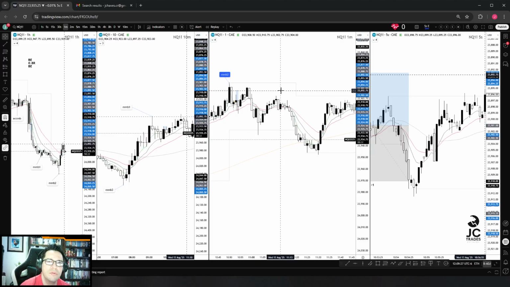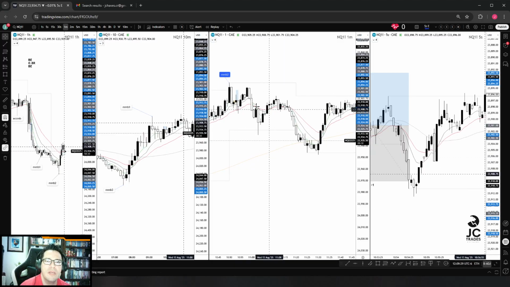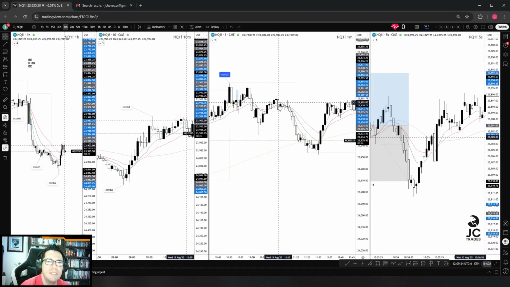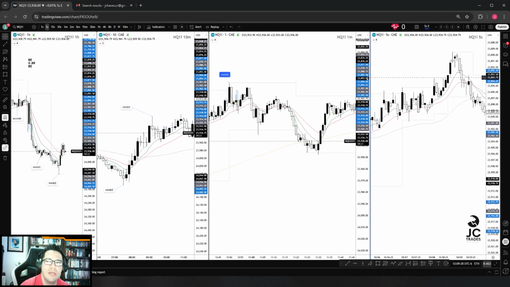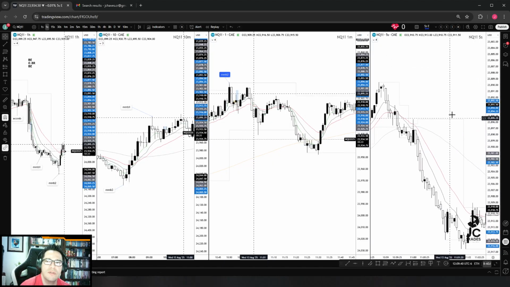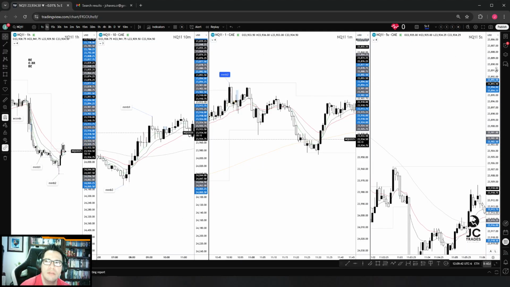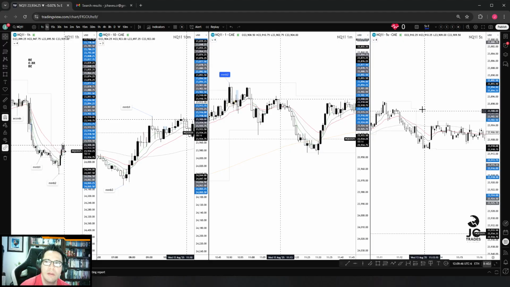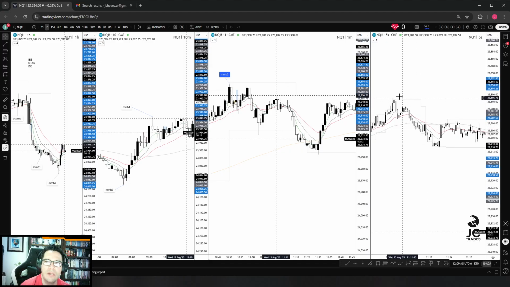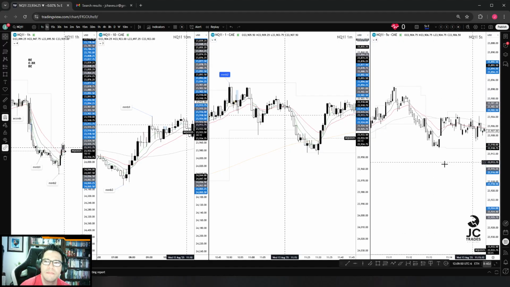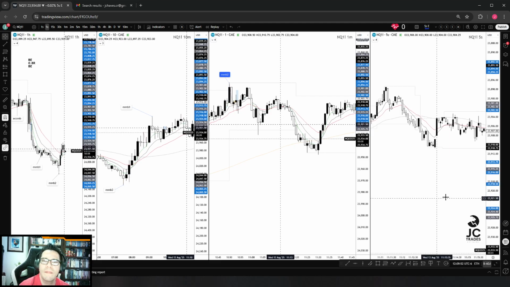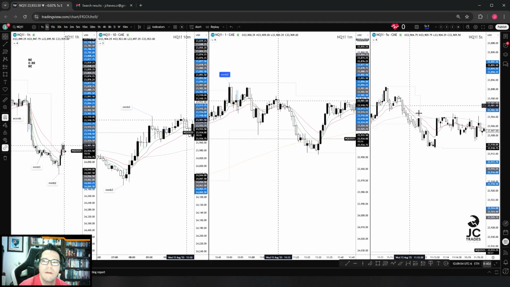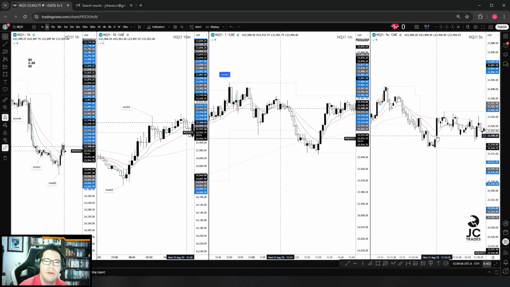tried to reclaim this. At that time we could say this was probably some sort of distribution MB, but then we had this aggressive move to the upside, sorry. Let's go and see that one. So we're talking here about this flush. This is the flush we're talking about.